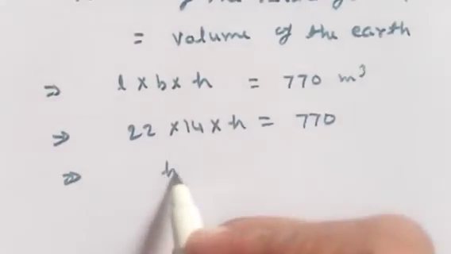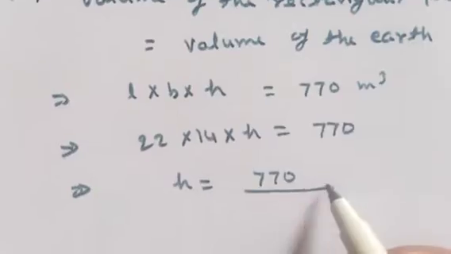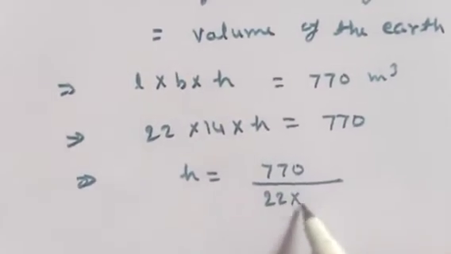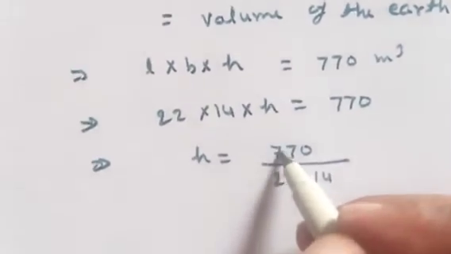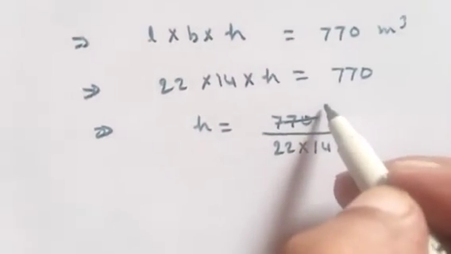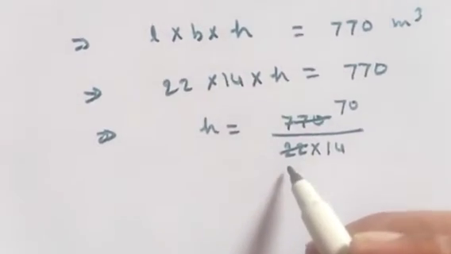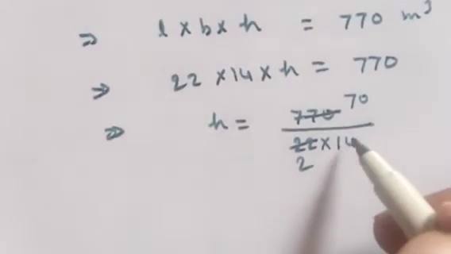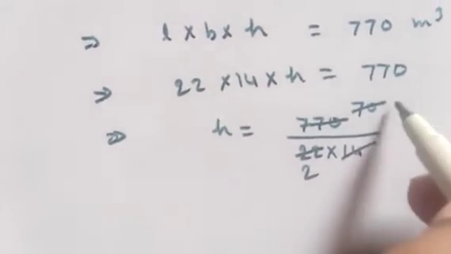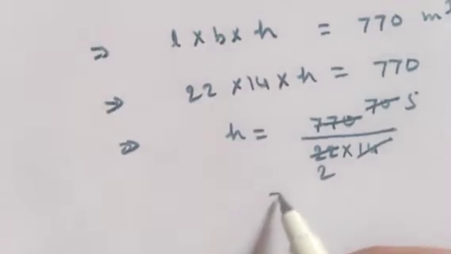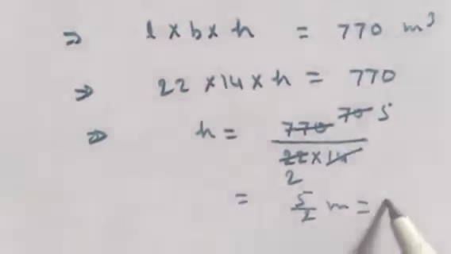So h is equal to 770 divided by 22 into 14. 770 is divisible by 11 70 times and 22 is divisible by 11 2 times. After that 70 is divisible by 14 5 times, so we get 5/2 meter.